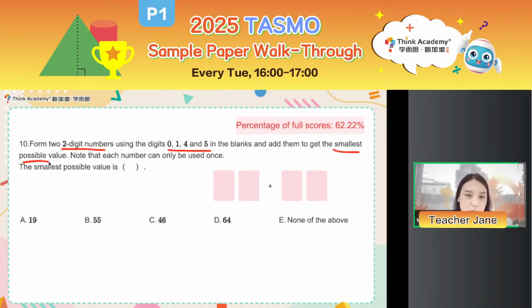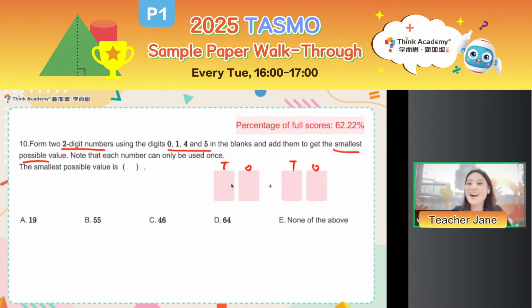If we want to have the smallest value, tell me, which digit is more important, the tens place or the ones digit? Which one is more important if we want to have the smallest number? For example, you see 19 and 91, which one is more important, the tens place or the ones place? The tens place, right? The highest place value is more important. So if we want to get the smallest possible value, then what we need to do is just put the smallest number at the tens place.